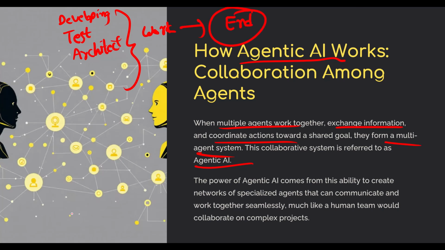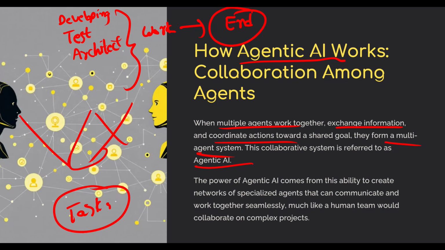So similarly, AI agents also will do like that. They will have a specific task, and what these agents will do is they will communicate with each and every agent, and finally they will work together in collaboration to complete this particular task. So this is about agentic AI.